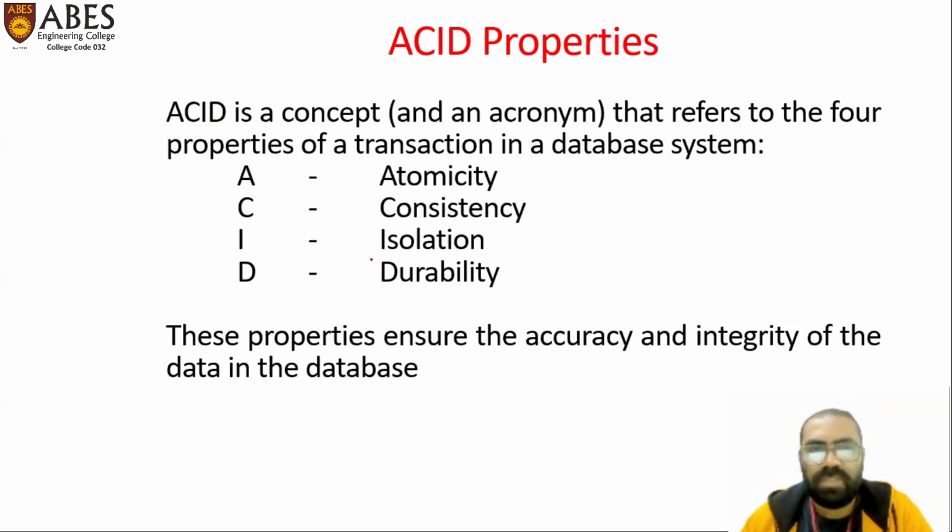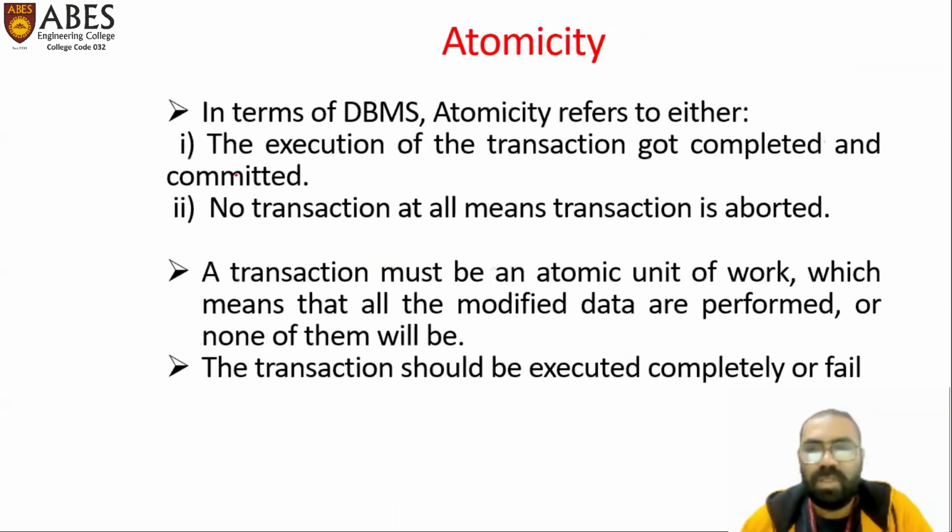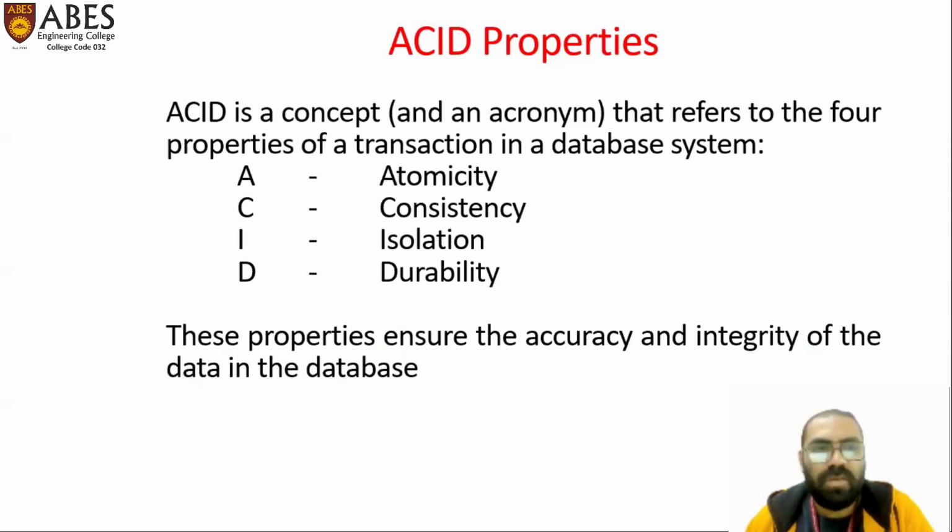Now, the ACID properties are divided into four subparts, by the capital first letters of the name, that is ACID. So the A stands for atomicity, the C stands for consistency, the I stands for isolation, and the D stands for durability. Now, each has a separate meaning.